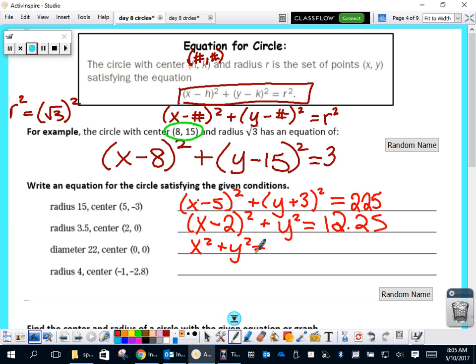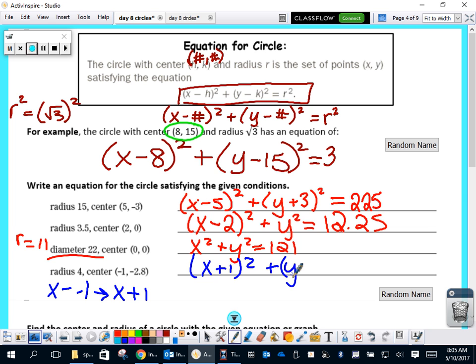X squared plus y squared equals 121. So the diameter is 22, which means the radius is 11. And then the only reason why this one's x plus 1 is because x minus negative 1 is the same as x plus 1. Okay? It's always minus, but because this is a negative, minus negative is the same as plus. Plus, again, this is going to be plus 2.8. And the radius is 4, so r squared is 16. Because it's minus a negative, which is the same thing as plus. Minus 1. That's different than plus positive 1. Okay? Typically we don't see this, so we keep change, change. Do you remember that? Okay?